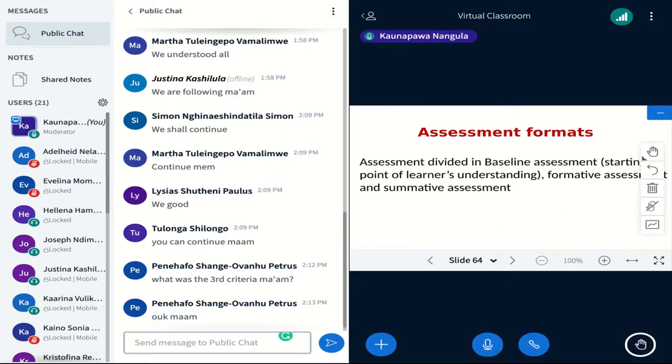Now we are going to look at the assessment format. All right. So assessment can be divided into 3 stages. We have got the baseline. The baseline is the starting point of the learner's understanding. So let's say at the beginning of the year or the beginning of the term, right? And then we have got the formative, and then we've got the summative, right?